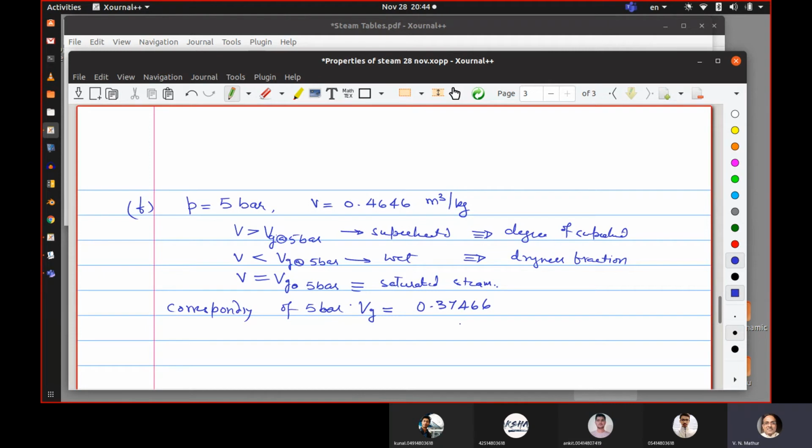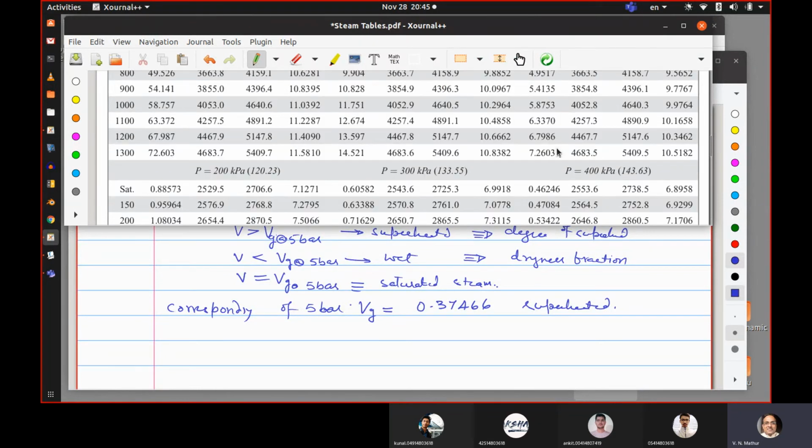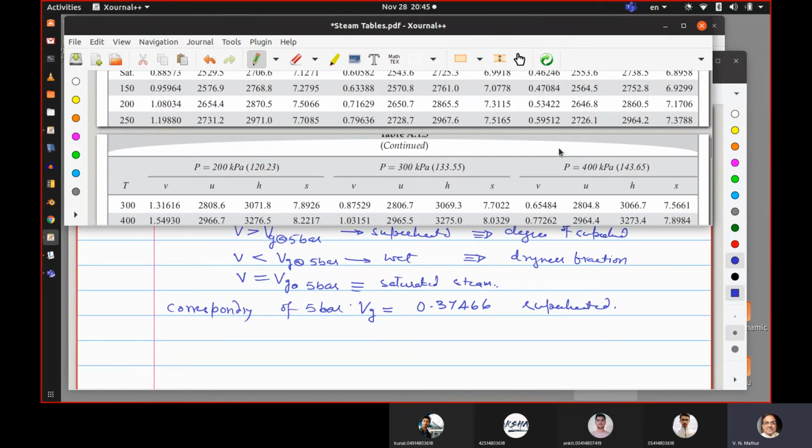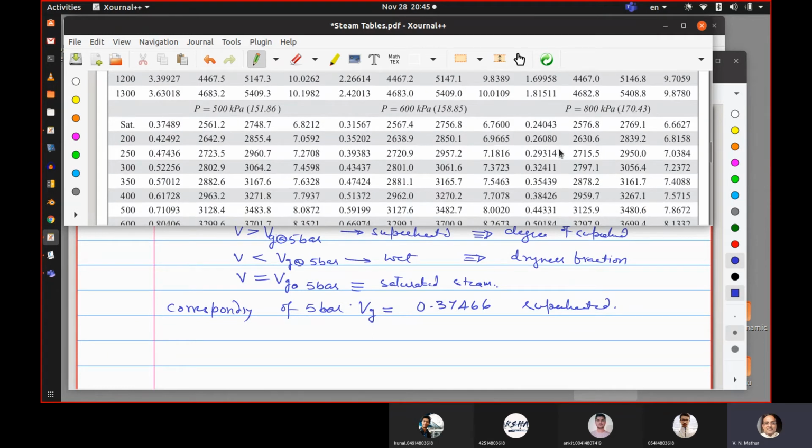So this volume is greater than Vg. So that means this steam is superheated. This is an interesting question. Now we'll have to go to superheated steam table, and we should find out by how much degree the steam has been superheated. So we'll go to steam table of superheated steam corresponding to 5 bar. 5 bar means 500 kilopascal.